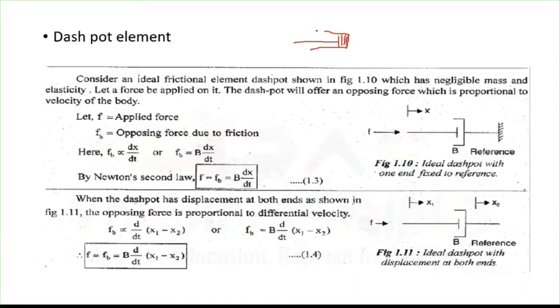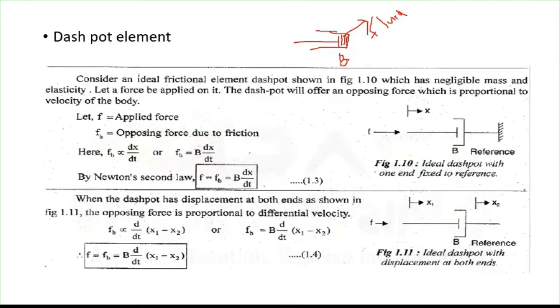A dashpot means we will have a cylinder. Within the cylinder, there will be some fluid with some viscosity, and a piston will be there, and the piston movement is controlled by a coefficient of friction B. This particular setup is known as a dashpot. It is a basic mechanical component that represents frictional force.